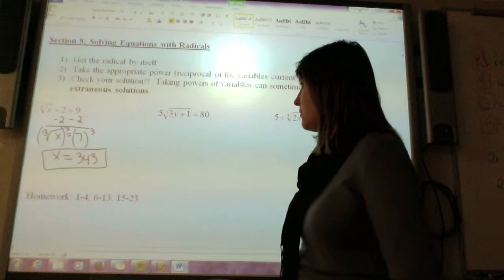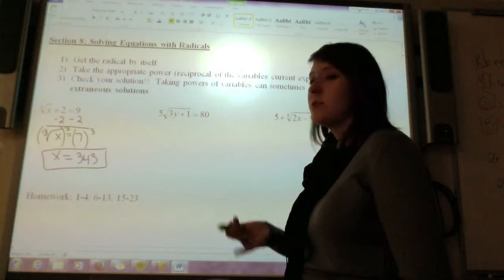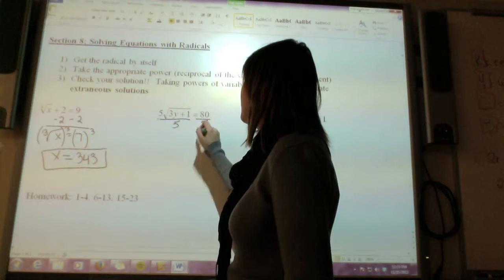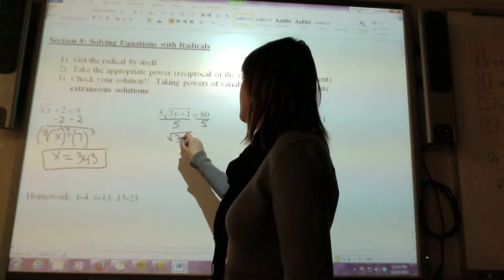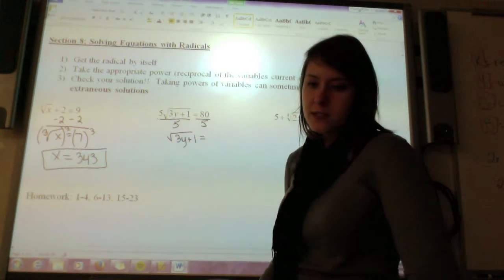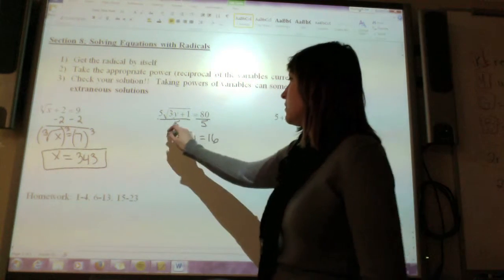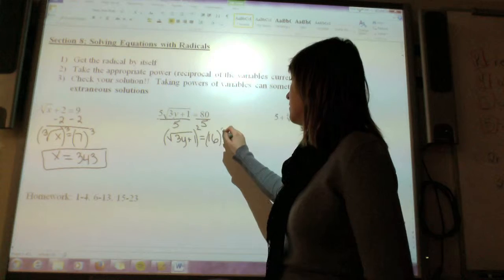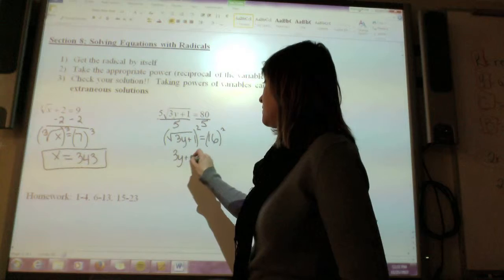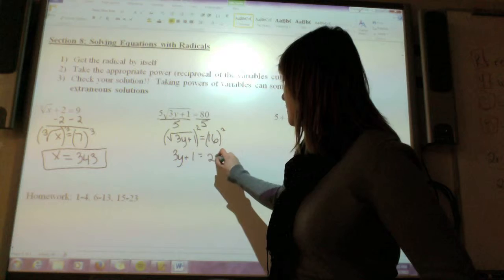Alright, next up, I've got 5 times the square root of 3y plus 1 equals 80. Remember, my first step is to get the radical by itself, so I'm going to start by dividing by 5. So I have the square root of 3y plus 1 equals 80 divided by 5, which is 16. Okay, now I've got a square root here, so I can square both sides. And when I square both sides, I get 3y plus 1 equals 16 squared, which is 256.